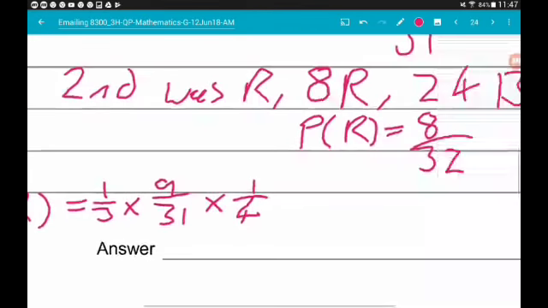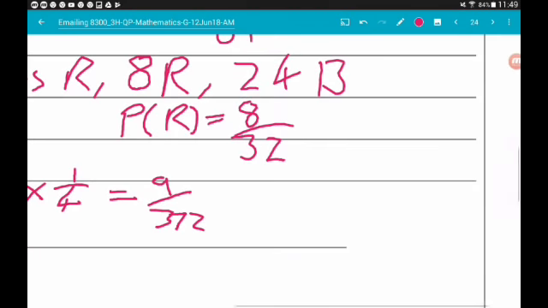And that is going to give us 9 over 372, which simplifies down to 3 over 124. Cool.